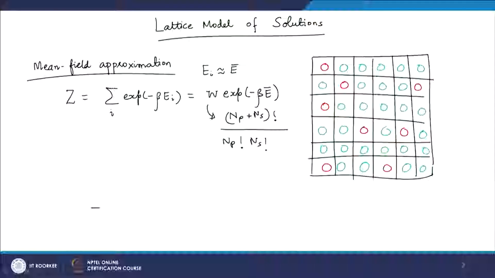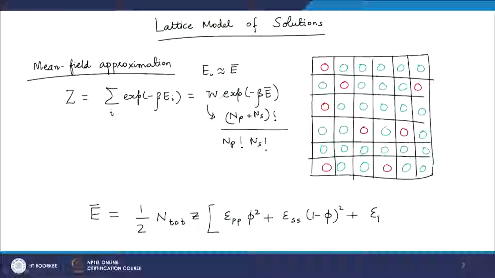And also we derived the expression for E bar as half N_tot z, epsilon_pp phi square plus epsilon_ss (1 minus phi) square plus epsilon_ps with a 2 in front, phi multiplied by (1 minus phi).